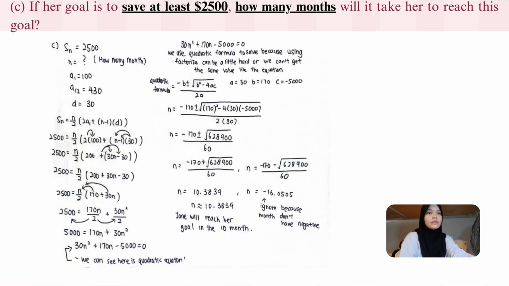To solve the quadratic equation, we use the quadratic formula. Why don't I use factorization? Because it may be a little bit hard to get the same value for the equation. After putting all the values into the quadratic formula, we got n is equal to 10, which is around 10 months, then she will reach her goal.